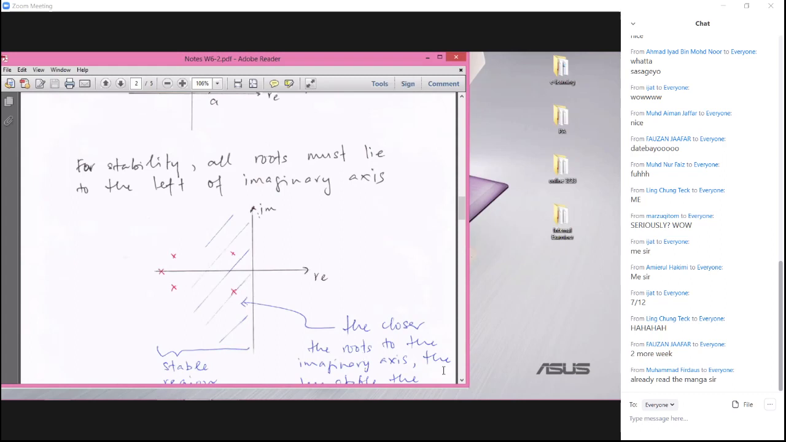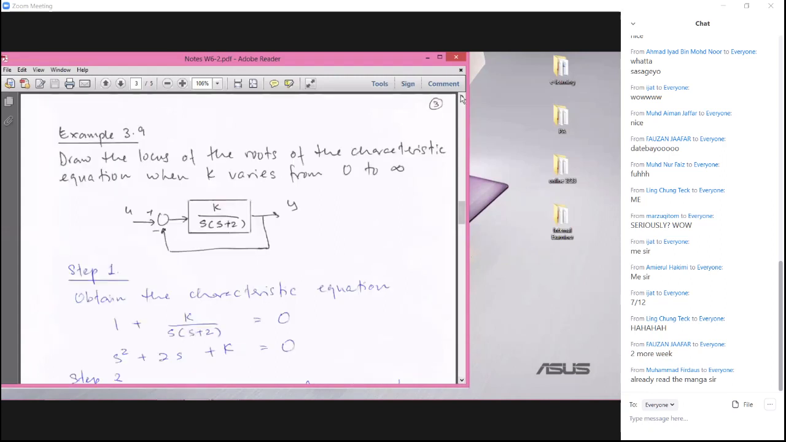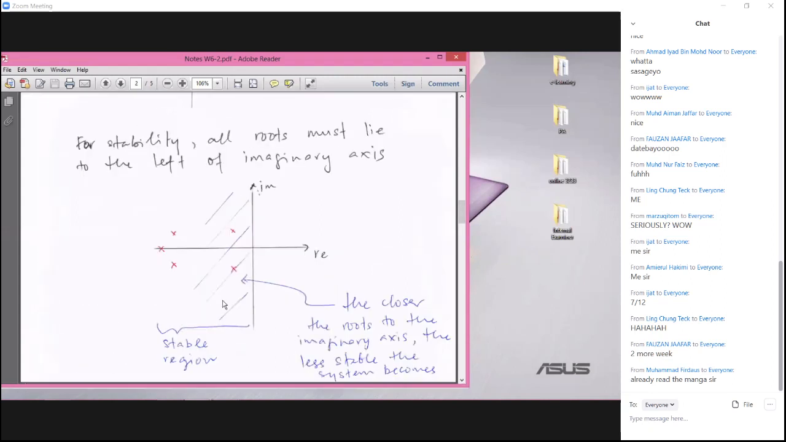At the moment, we are just going to talk about whether the system is stable or not. Later on, when we have drawn the root locus diagram, we can interpret the time response of the system just from the location of the roots of the system. For a short discussion here, we have noticed that the further away the roots are from the imaginary axis, the more stable the system becomes.